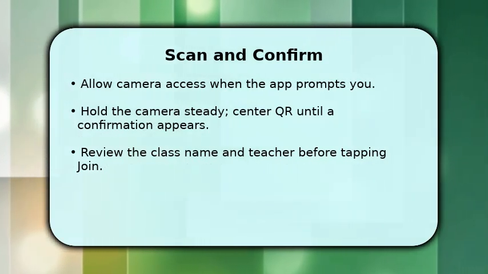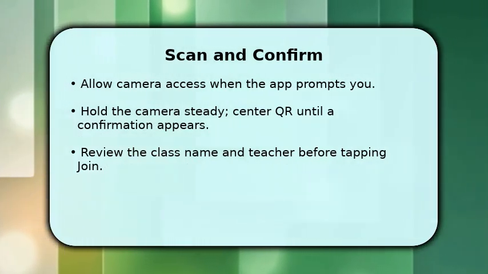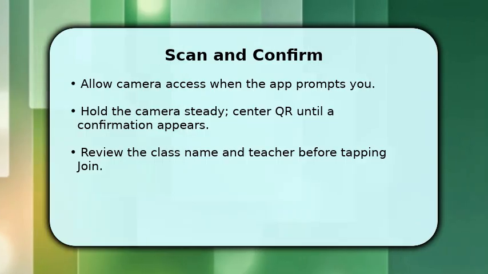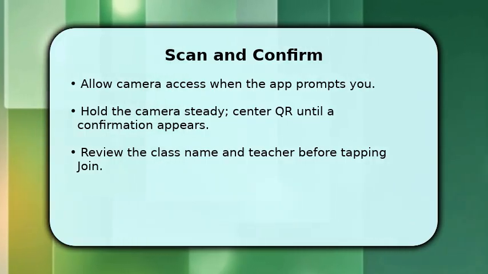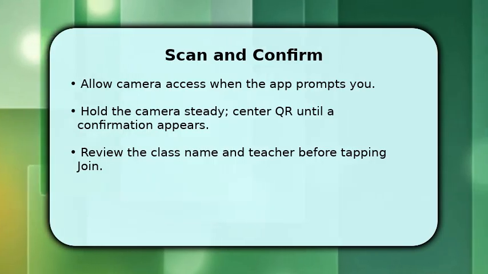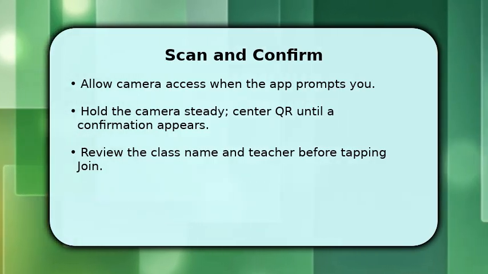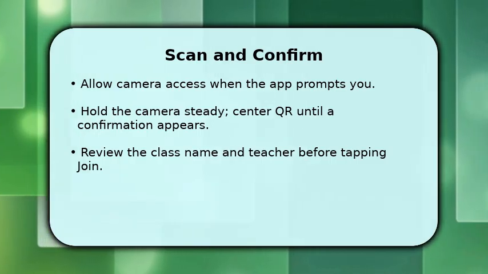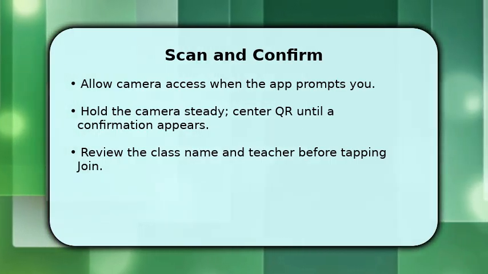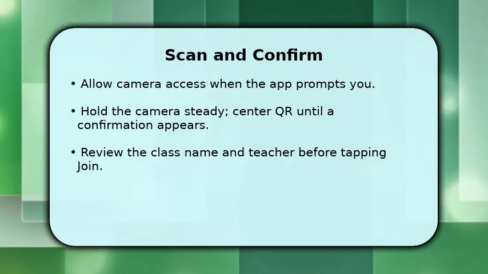Hold the camera steady, center the QR, and wait for the app to detect the code. This usually takes 1 to 3 seconds. When the class preview appears, check the class name and teacher to confirm it's the right group. If it matches, tap Join. If the preview looks wrong, cancel and retry scanning or ask the teacher to resend the code.